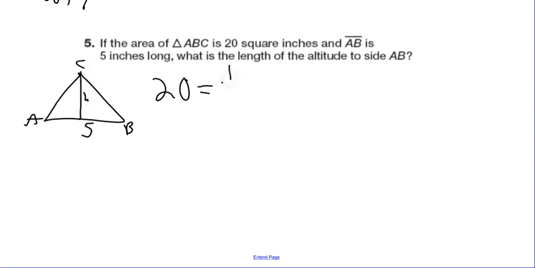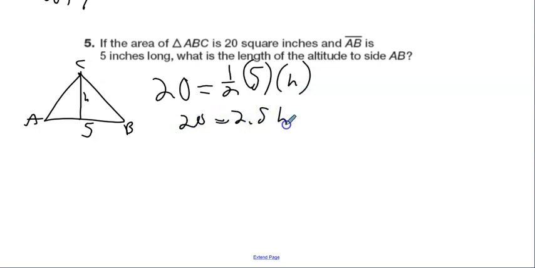So again, 1/2 base times height. All right? So half of 5 is 2.5. So we just divide by 2.5. We get 8. And it makes sense. 8 times 5 is 40. Half of that is 20. So the height, the altitude here is 8.